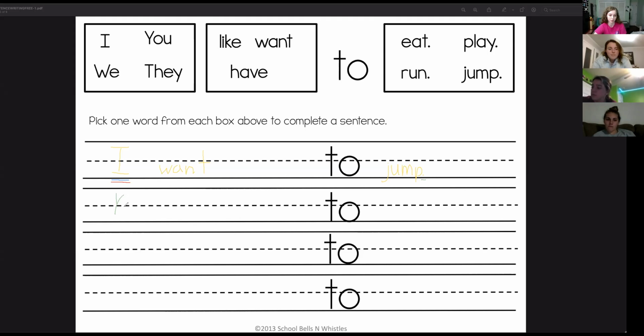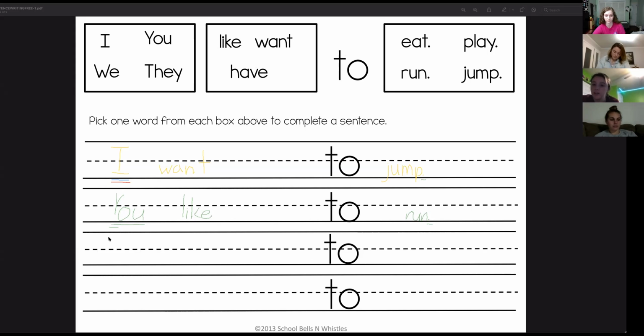So you like, and then to run. Okay, so what parts did you underline? I underlined the whole word you, okay, and then I underlined just the Y, okay, and then I underlined the period. Okay, good job. So now, Bree, what did you write?